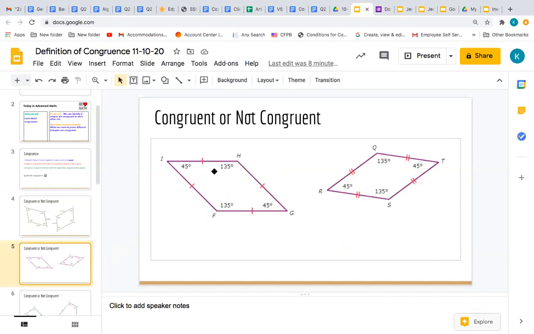In here, if you look at it, the angles are congruent. These are also parallelograms, because when you add these two interior angles, that adds up to 180 degrees. So the opposite sides are parallel. In here, the same thing. But are they congruent? Let's see.